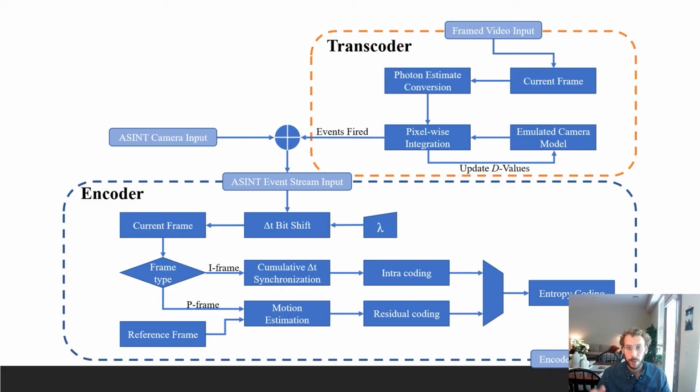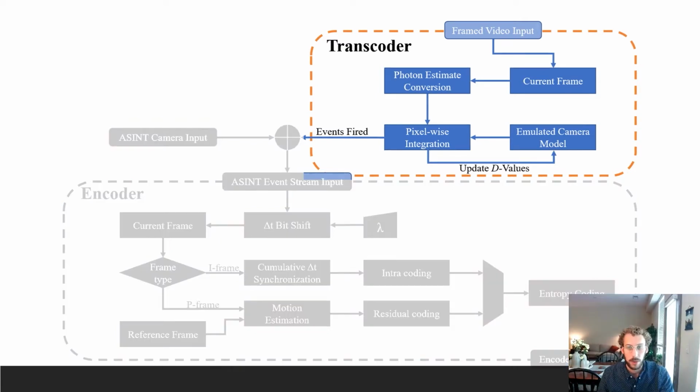Here's the full diagram of our transcoder and encoder schemes, and we'll go through each of these pieces one by one so we can trace how it all fits together. To begin, because we don't have a physical async camera yet, our transcoder here is just our emulator that I showed before, taking frame video input and converting that to an async style event representation.